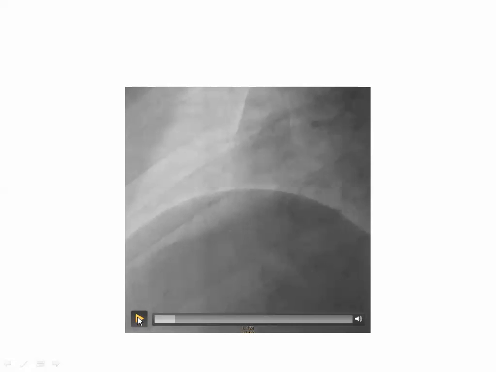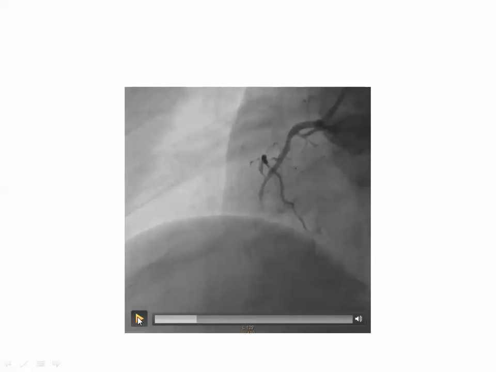So what's this? What's the view? LAO cranial. So what are the walls? Septum, anterior, lateral, inferior. And this is the AV groove. So what's this? It is the RCA. What's this branch? It's the SA node branch going to the right atrium, while the conus will be here.